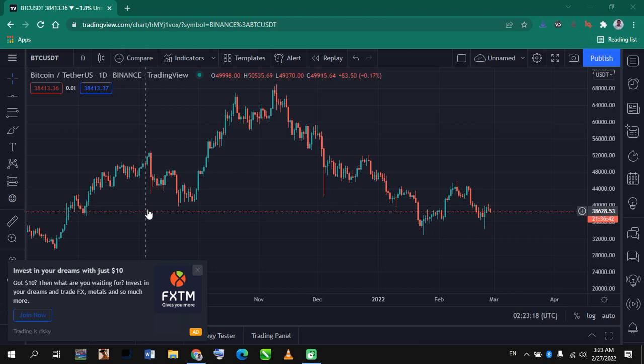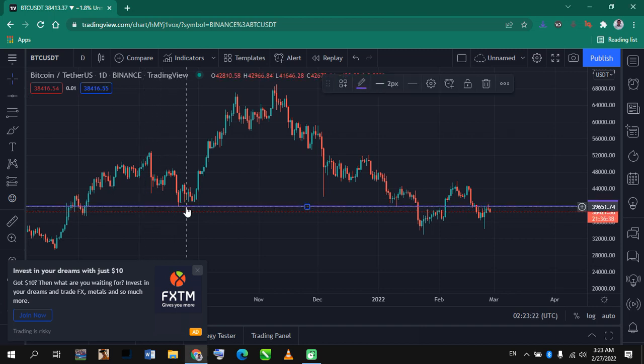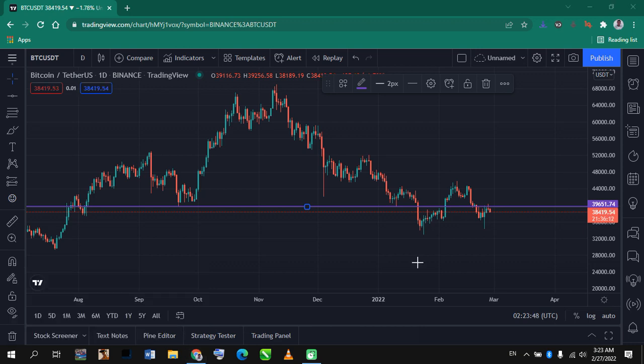Now let's take a look at this level. You can see that when the price touches this level, it dips, then it bounces back.